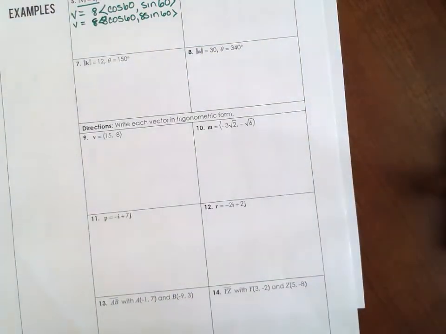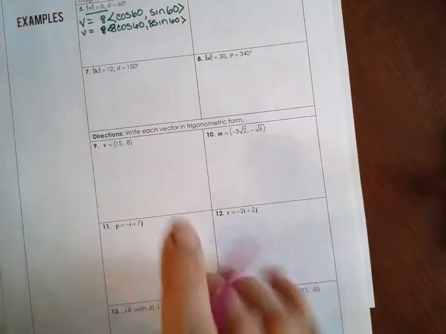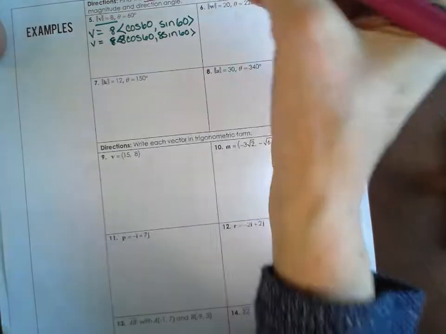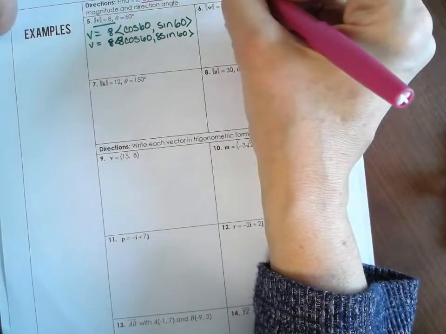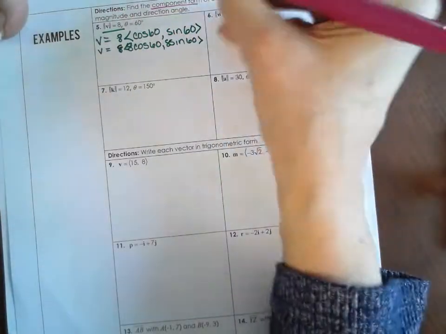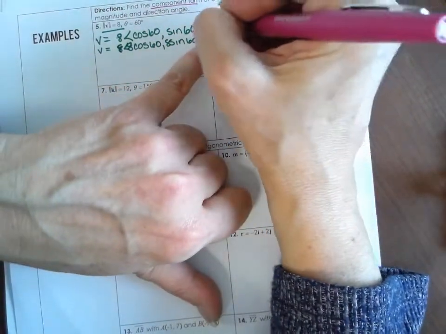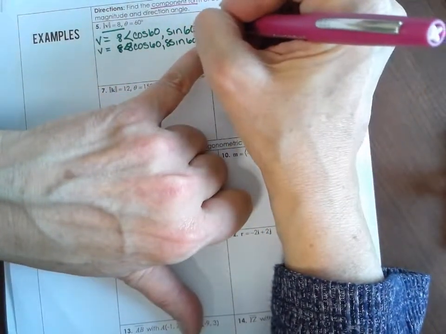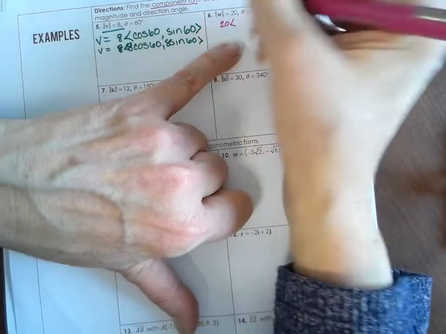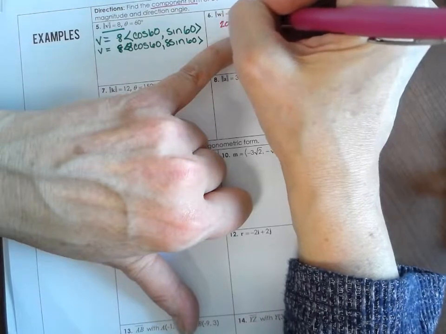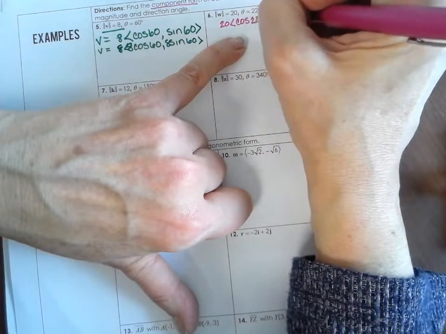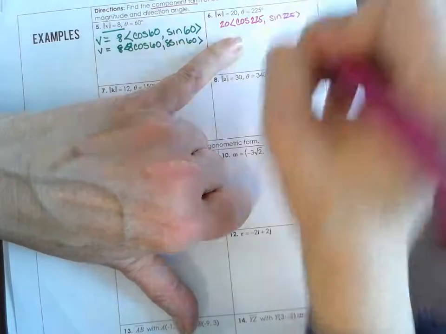All right, anyway, so let's find the component form, okay? And so we have our vector AB. We can write it as a cosine of theta, sine of theta, and then we have our magnitude. So I'm going to rewrite it so that it'd be like saying I have 20 of the vector cosine 225, sine of 225.